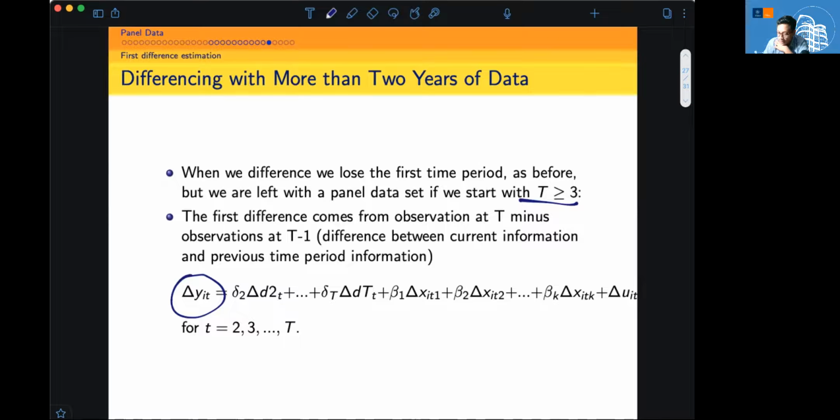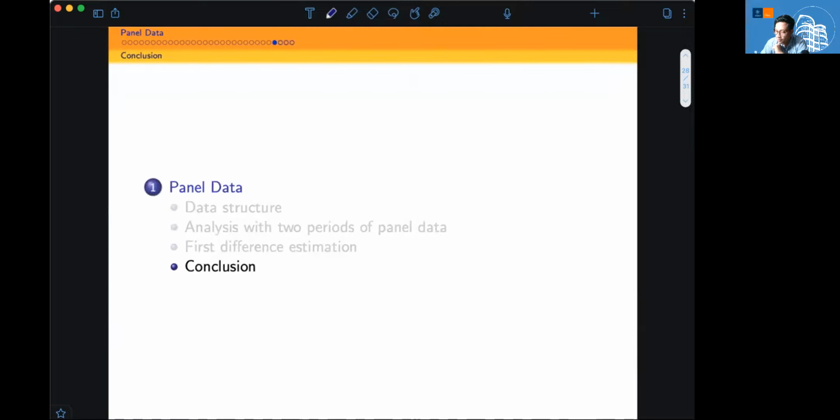And you also have a change in the dummy variables. We should also include that in the regression, and then we also have the change in the explanatory variable of interest. All right, so that's going to be the idea for the regression.